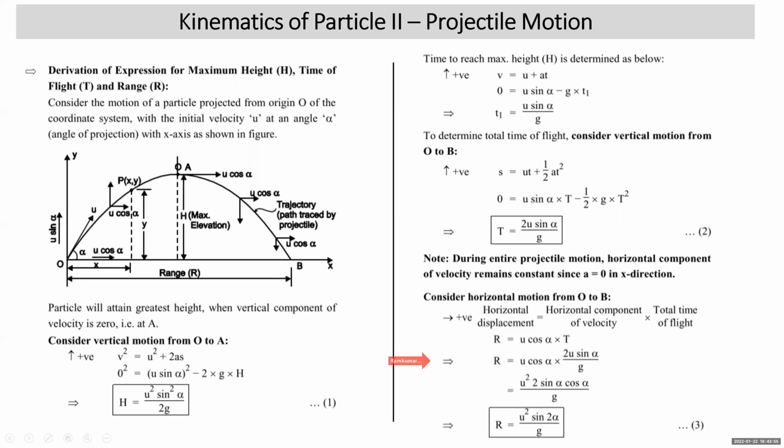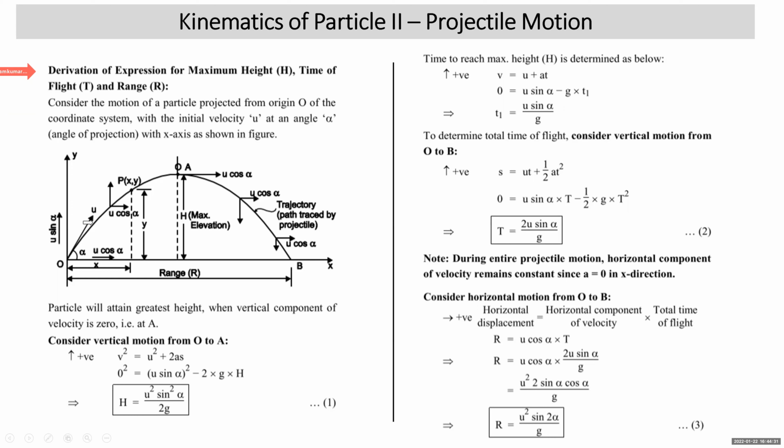Now, to understand what I have said, that motion should be split in horizontal and vertical direction, we consider the case of standard projectile motion, where the particle is thrown from point A or O with initial velocity u. It traces the curved path like this and hits the ground at B. We consider that the horizontal distance covered by the projectile is the range. Maximum elevation, what it covers during its entire motion, is called the maximum elevation.